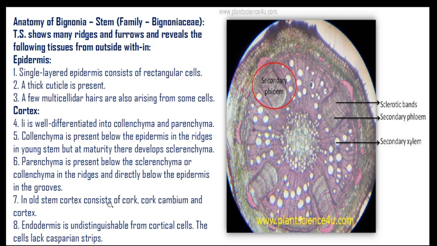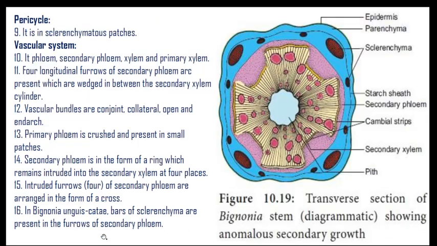In old stem, the cortex consists of cork, cambium and cortex, while endodermis is indistinguishable from cortical cells. The cells lack Casparian strips. So this is the characteristic of Bignonia. While in case of the pericycle of Bignonia, it is sclerenchymatous patches. So these are the sclerenchyma patches which are nothing but patches, and that's why there is a complete absence of a continuous pericycle, which is discontinuous.